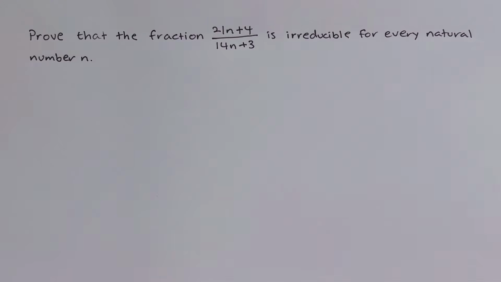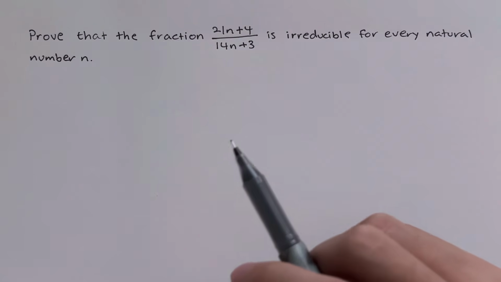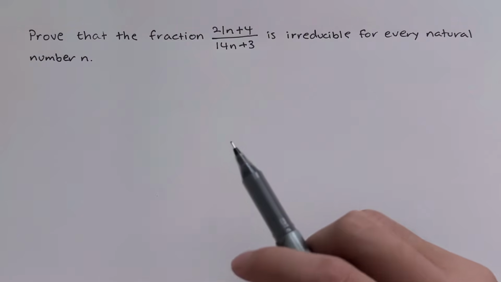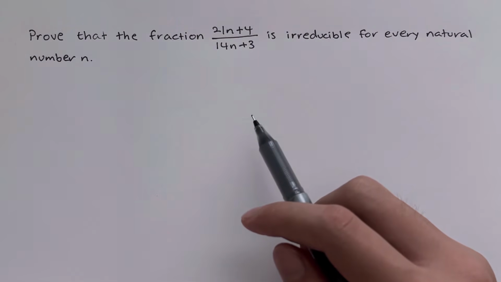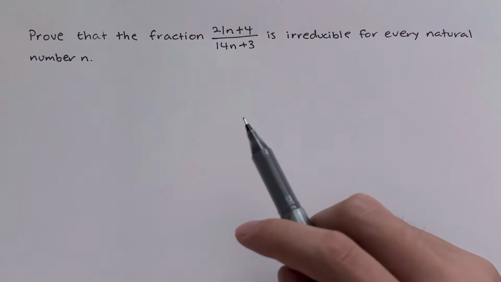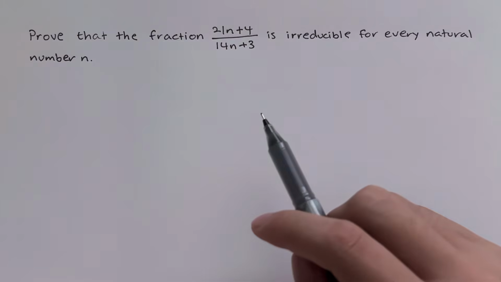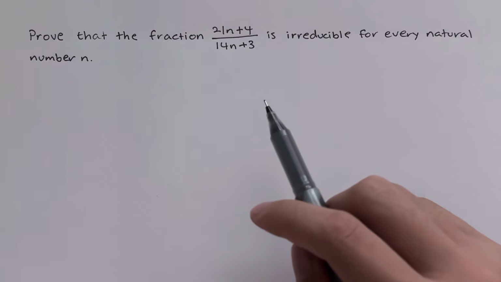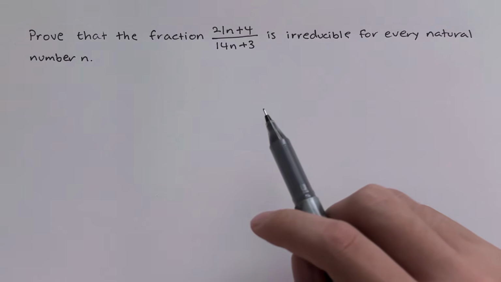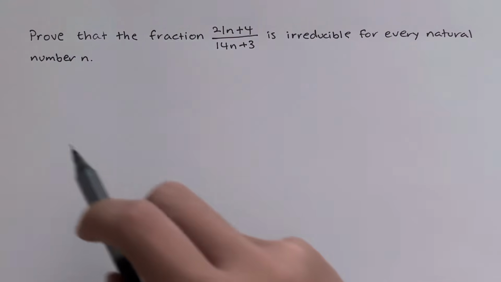Now, you might think that this problem, since it's an IMO problem, is probably very challenging. Well, not exactly, because it depends on how you approach it. You don't want to just plug and chug values for n inside this fraction. I just want to prove that it's irreducible for every natural number n. So instead, the way to approach this problem is by proof by contradiction.